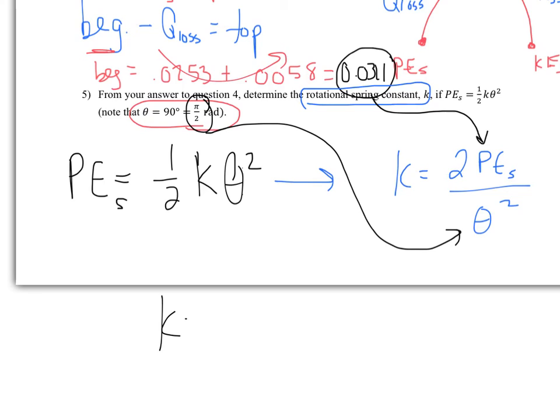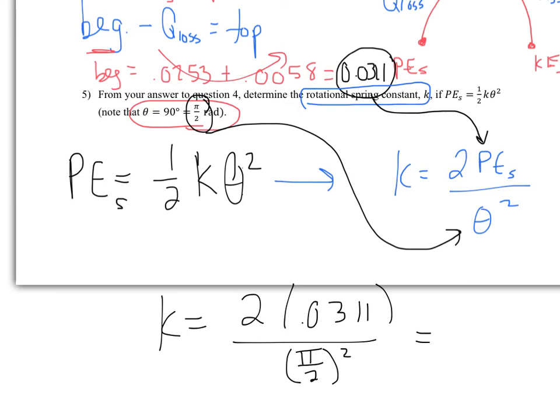So if I want to get the K value for my data, I would use 2 times 0.0311 over the quantity pi over 2 squared. Make sure you put your denominator in parentheses and square it, and then divide it into the numerator. And don't put any units down just yet. I'll explain the units in a second.